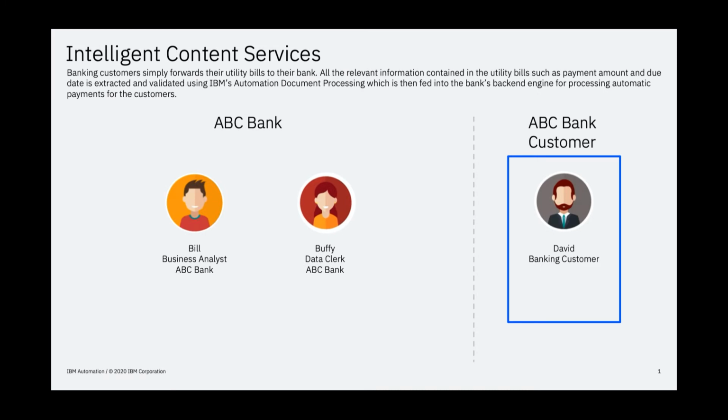This demo will showcase a utility bill payment use case where banking customers simply forward their utility bills to their bank. All the relevant information contained in the utility bills, such as payment amount and due date, is extracted and validated using IBM's automation document processing, which is then fed into the bank's backend engine for processing automatic payments for the customers.